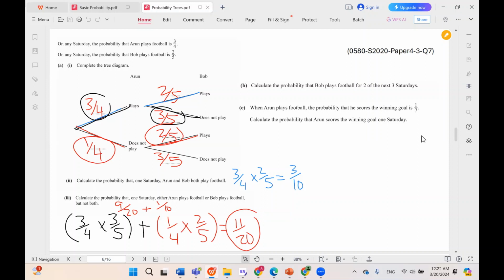In part (b), we are told to calculate the probability that Bob plays football for 2 of the next 3 Saturdays. So we have 3 Saturdays. We want 2 of them to be successes. So the probability that Bob plays is 2/5. Let's call this S. So the probability of S is 2/5. S is success and S dash would be failure. So this would be 3/5.